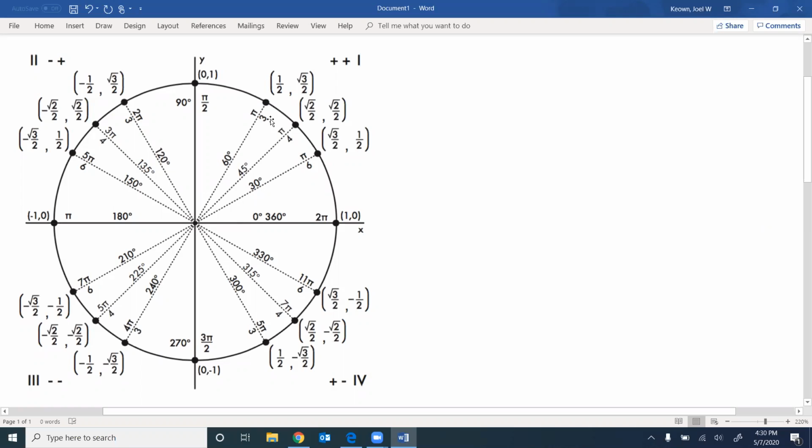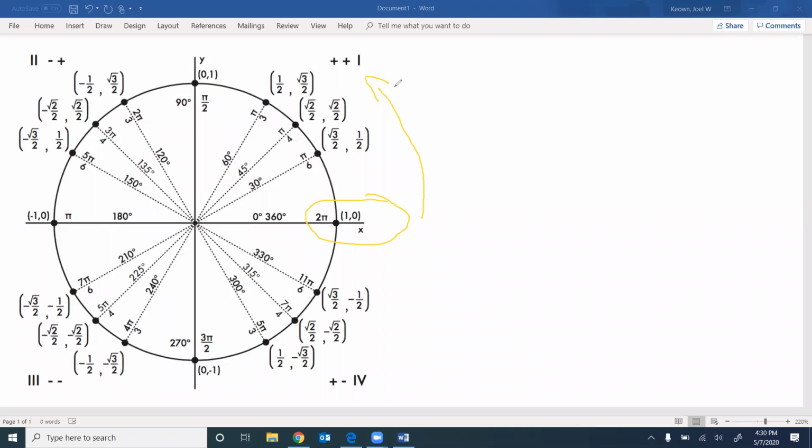So it's a circle, goes around a circle. The unit circle starts right here. So we don't start at the top of the circle, we start on the right of the circle, and it moves this direction. We move counterclockwise. We start right here on the right, and we move counterclockwise around our circle.